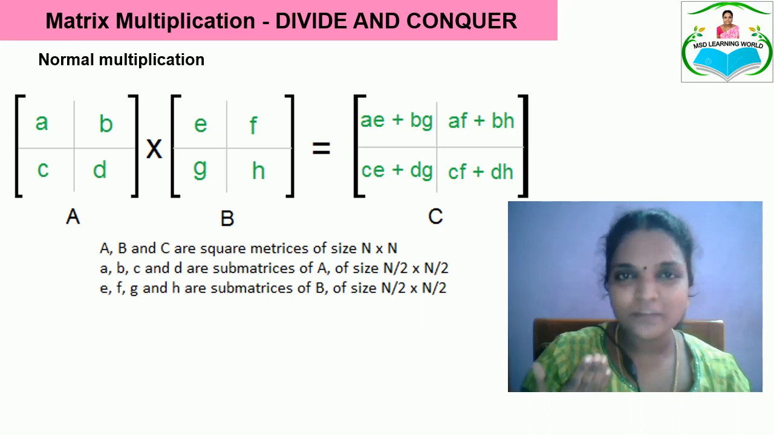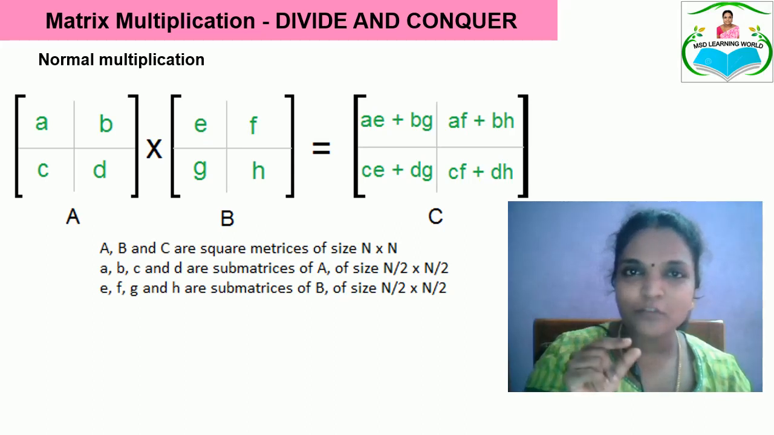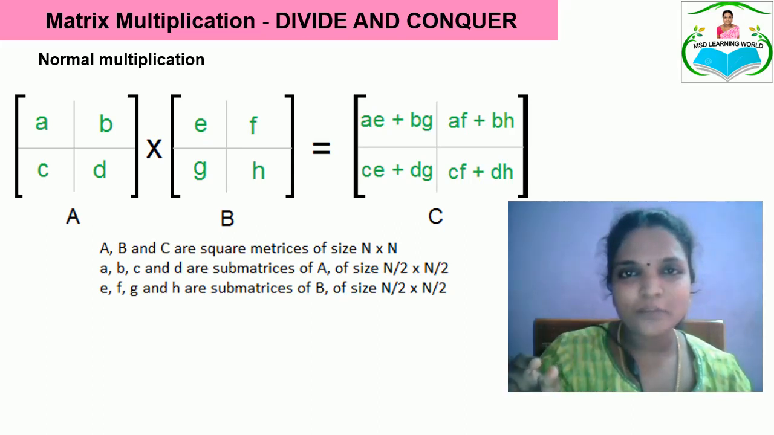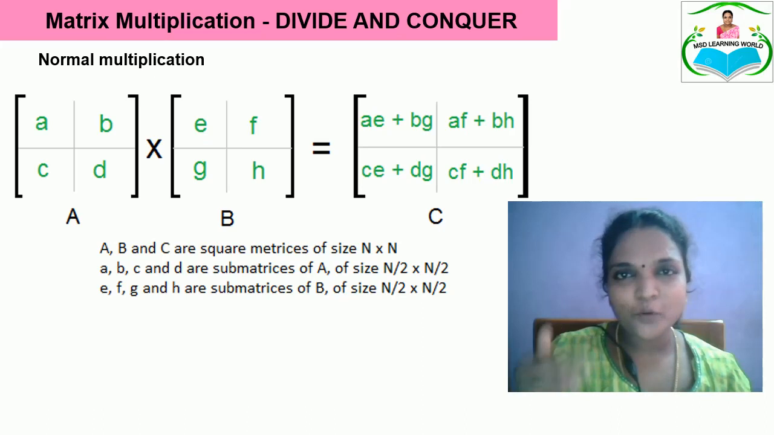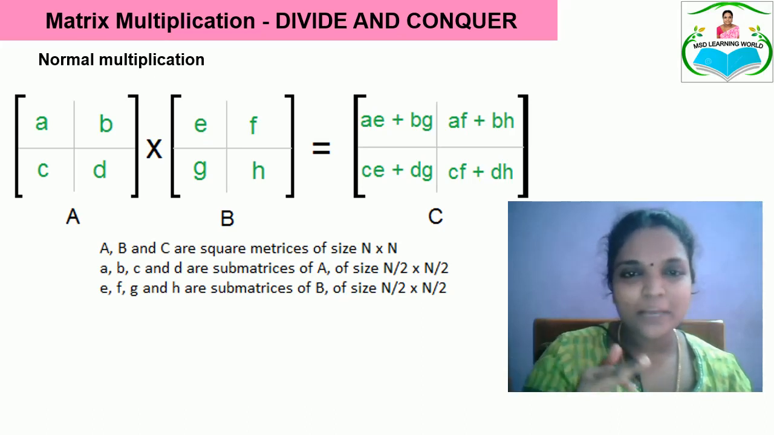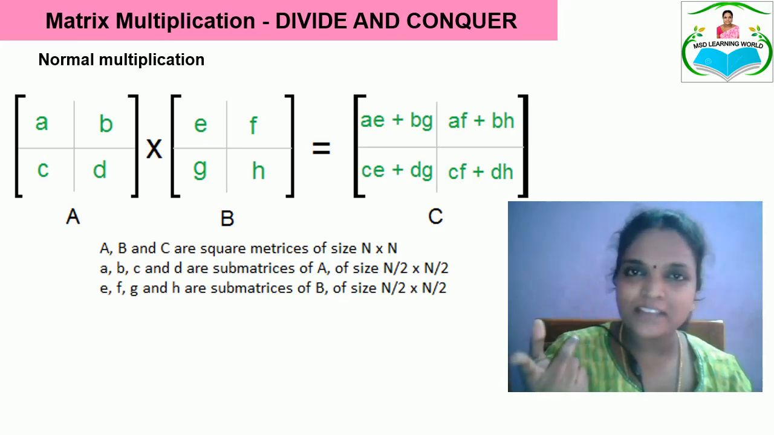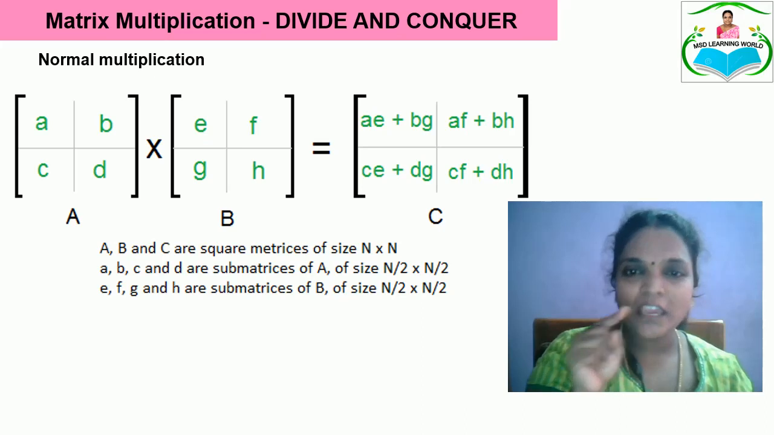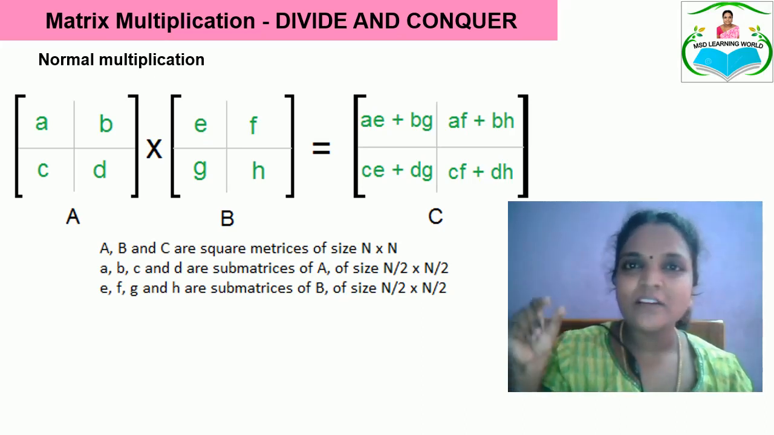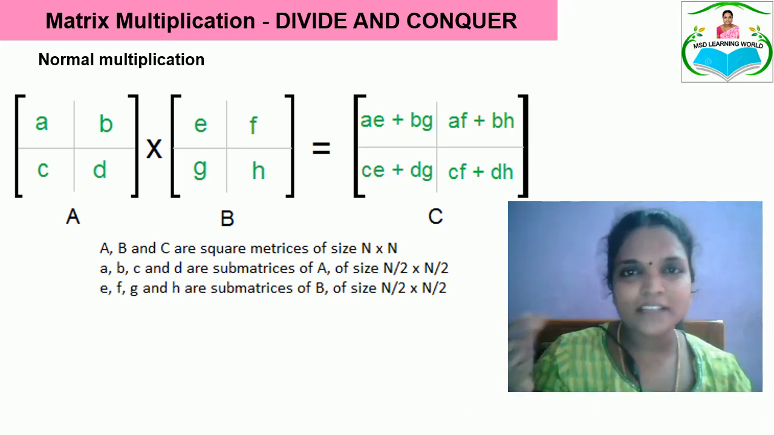The matrix C will be equal to, the multiplication is performed in such a way that the first value of the row will be multiplied with the column of the second matrix, then the second row value will be multiplied with the second value of the column, and both the values get added. For example, here AE plus BG will be the first value of matrix C. Similarly, AF plus BH will be the second value of the first row of matrix C.